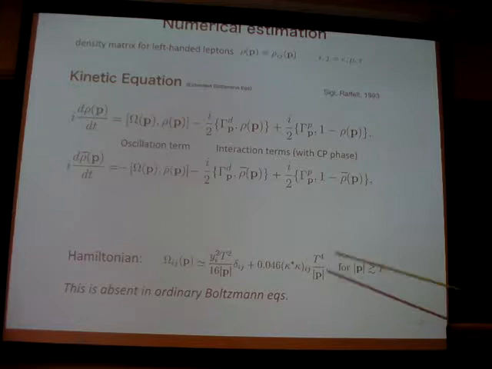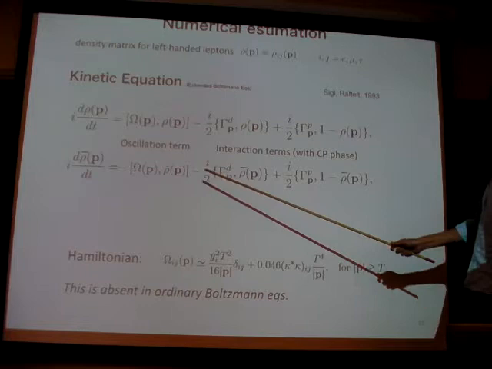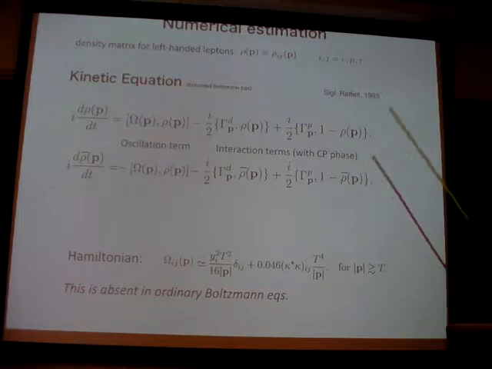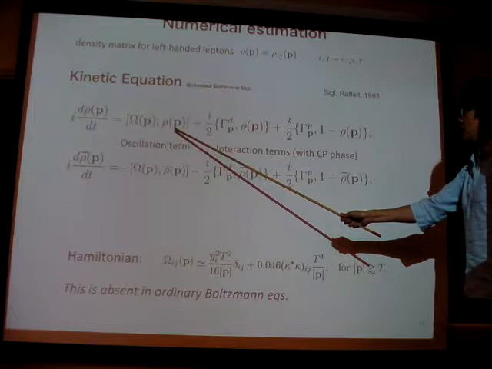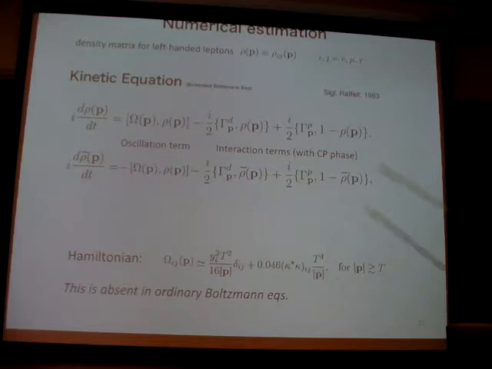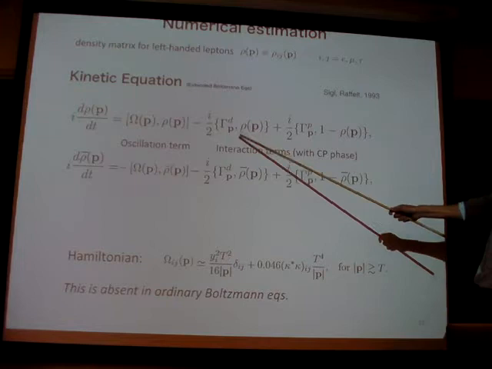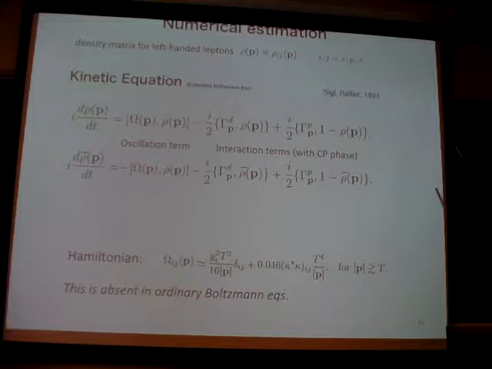Now, let me explain the kinetic equation. This is the time derivative of the density matrix. The first term is the oscillation term. This oscillation term represents the effect of flavor oscillation. We can find that this is a commutator between the density matrix and the Hamiltonian, and the Hamiltonian is a function of the sum of masses. The second and the third terms are interaction terms. These terms represent particle creation, particle destruction, and the scattering process.